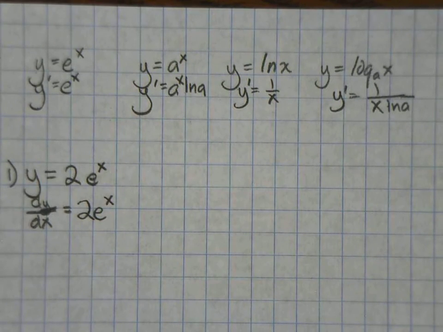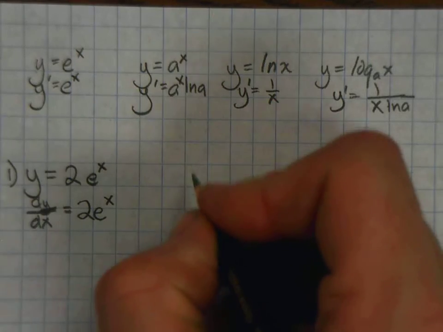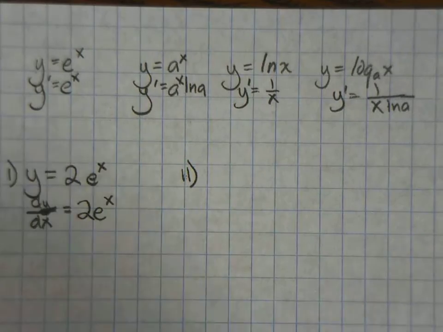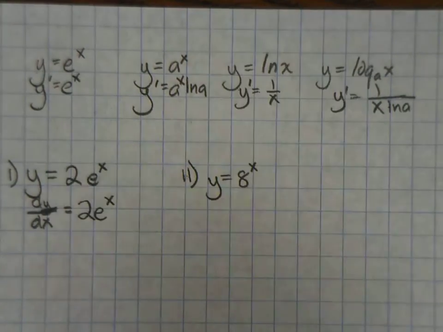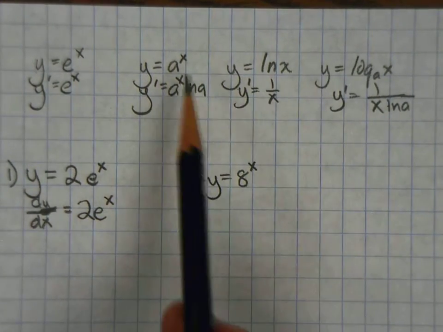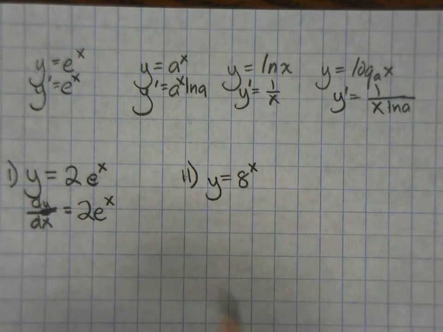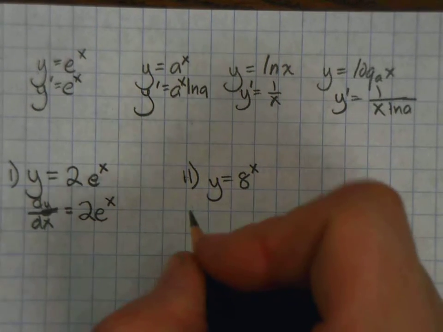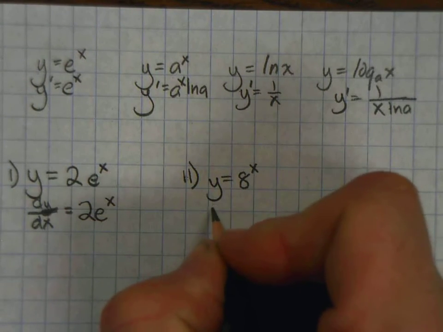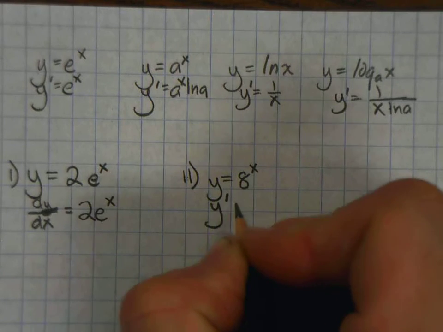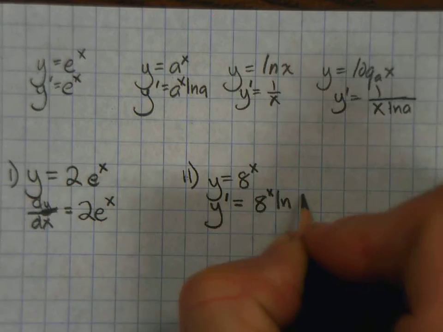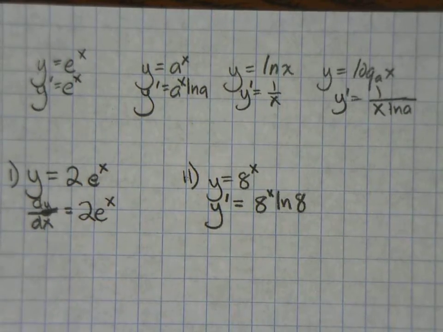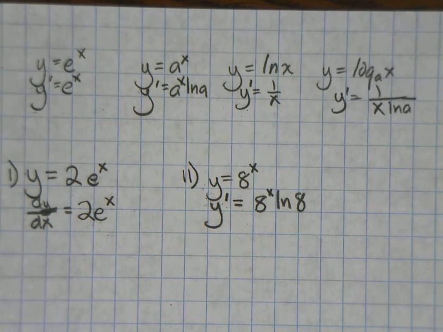So our next one, sorry, if you're doing the homework along with us, that was number 1. I'm going to jump down to number 11. Y is equal to 8 to the power x. So where are we looking here? We're looking up here at something to the power x. So let's see. The derivative, I guess I'll use y prime here, of 8 to the power x is 8 to the power x times the natural log of the base 8. That's it.